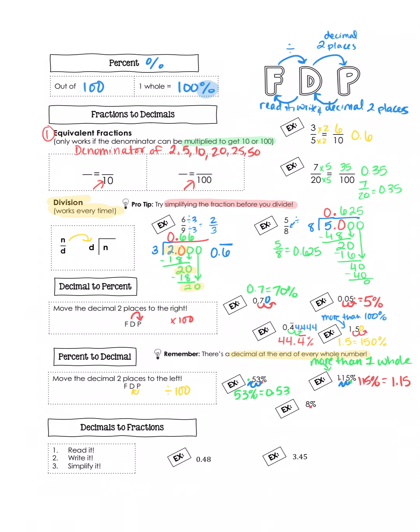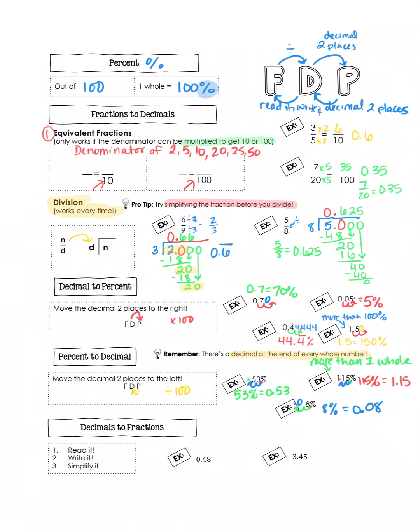8%, invisible decimal right there, and I'm going to move it 2 places. So that makes it right there, and I put that 0. So 8% is equal to 0.08.